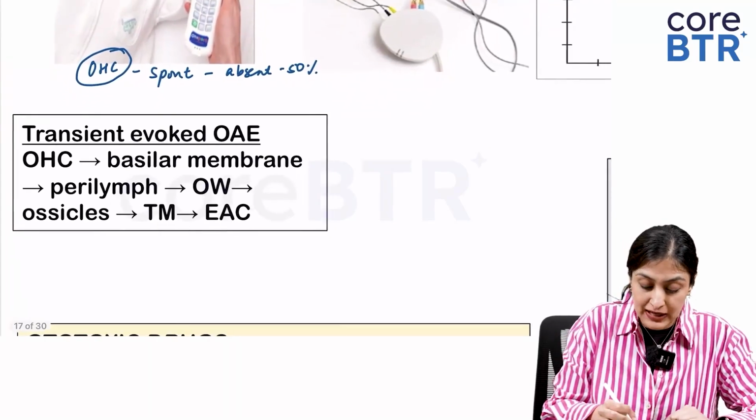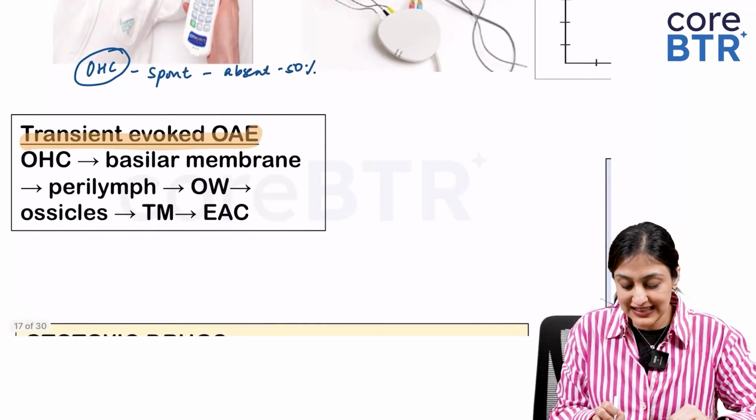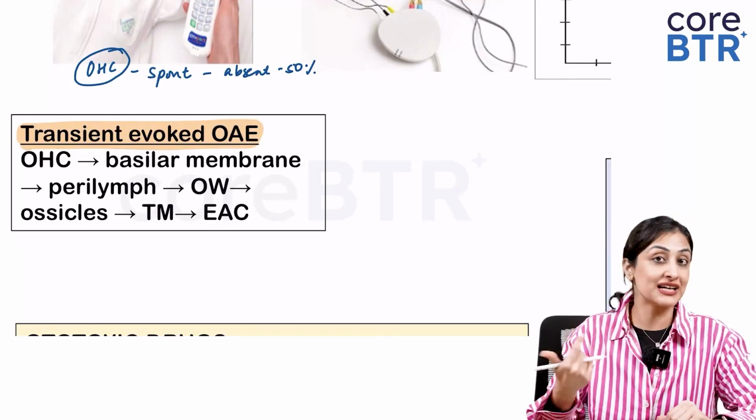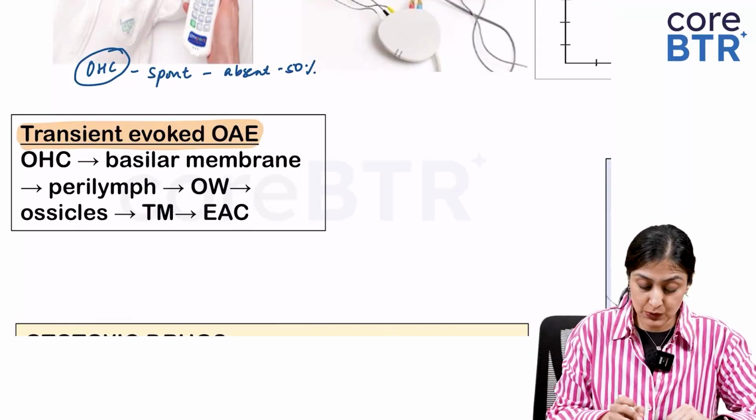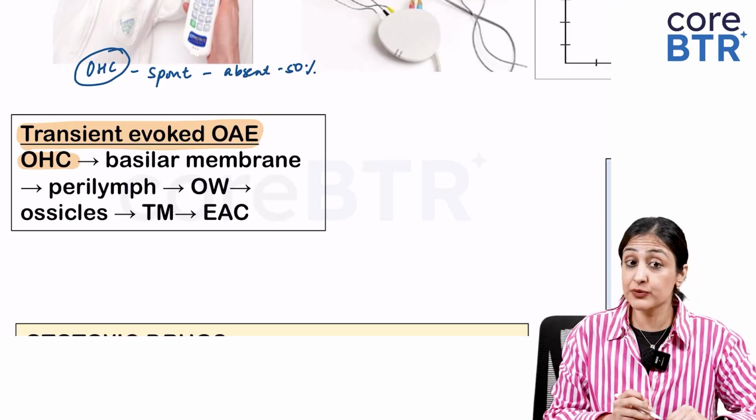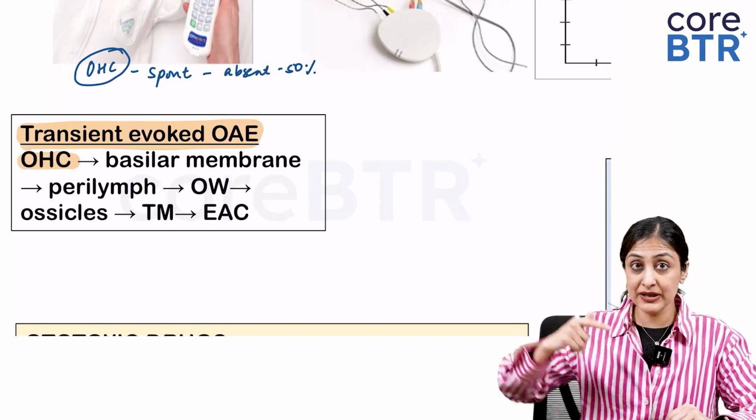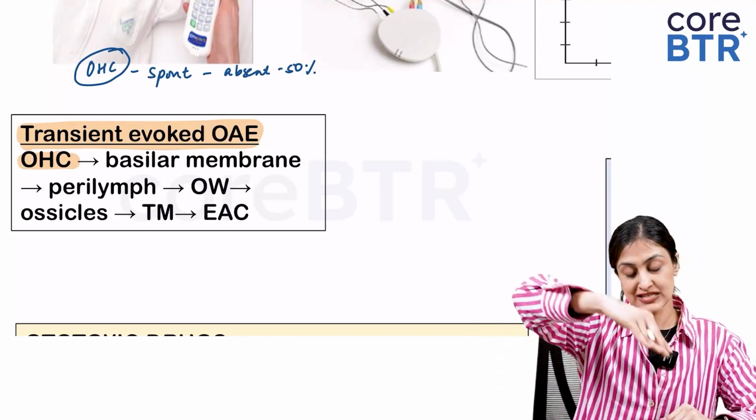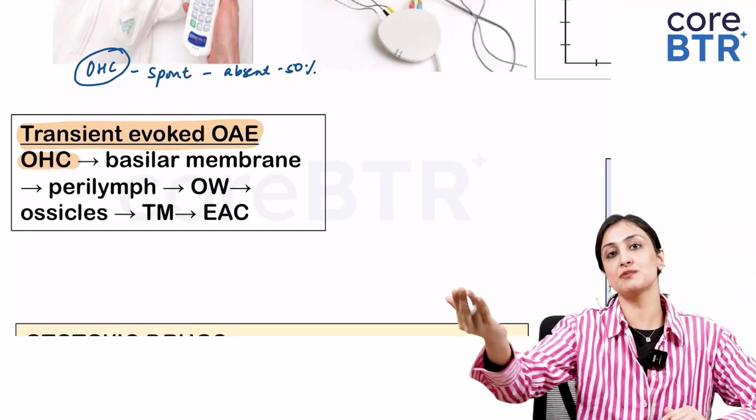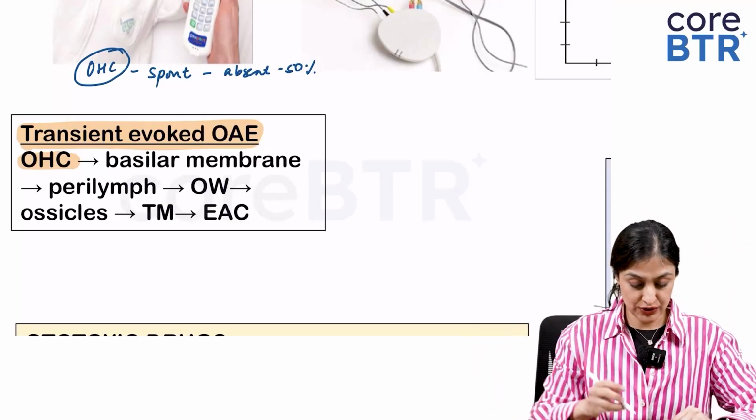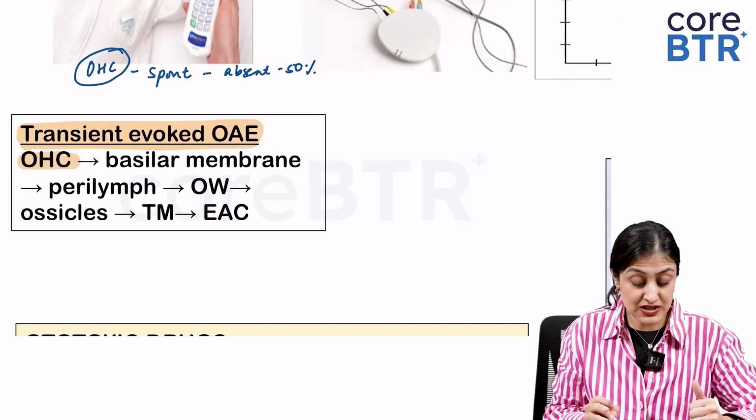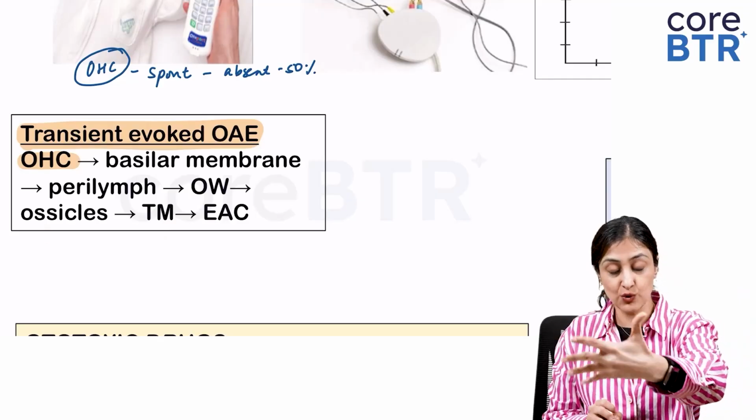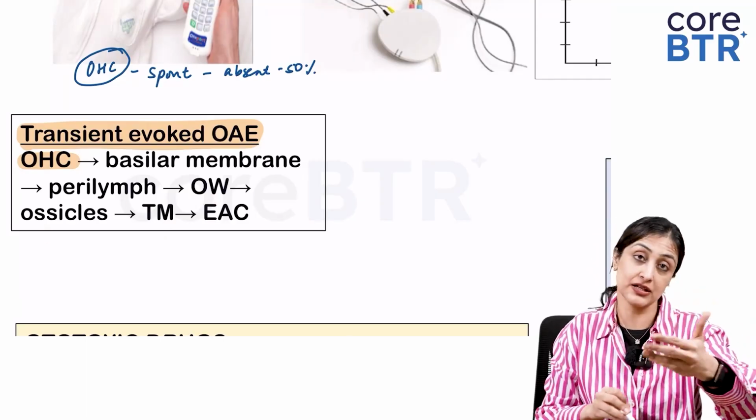That's why we use transient evoked otoacoustic emissions. We give a stimulus and then we see if they are getting produced or not. So what is the pathway? The outer hair cell will produce them, on the basilar membrane, via perilymph, through the oval window, through the ossicles, tympanic membrane, external auditory canal. So it's the reverse pathway of sound, isn't it? How does sound travel? External auditory canal, tympanic membrane, ossicles, oval window, perilymph, basilar membrane, OHC.